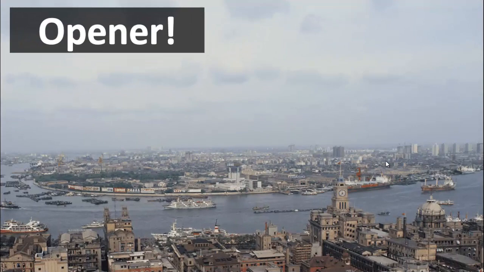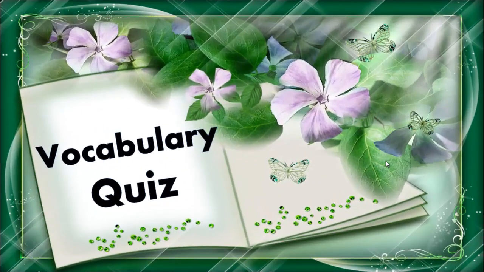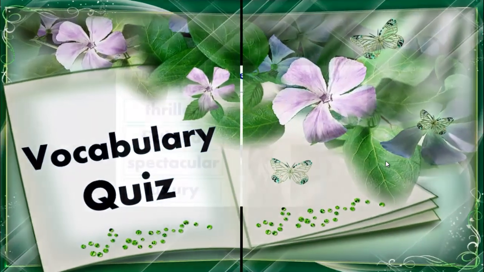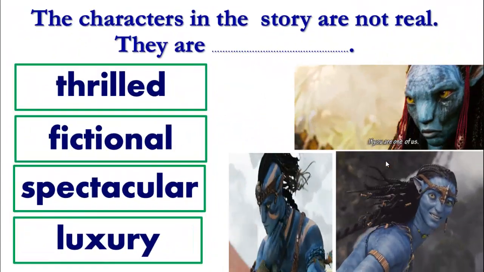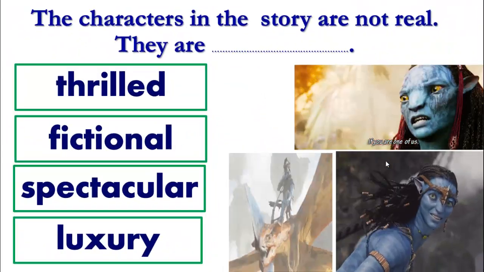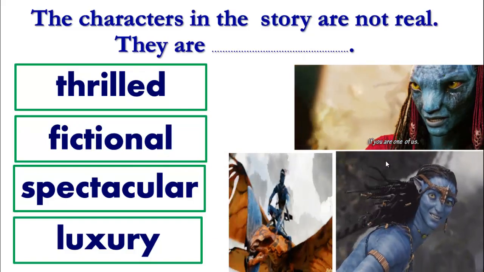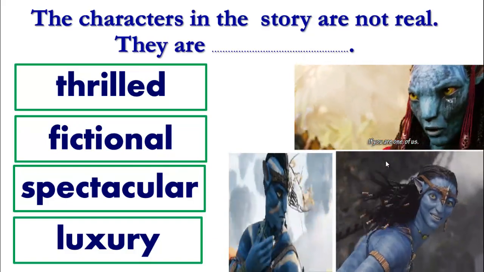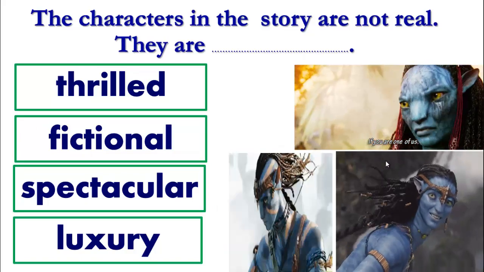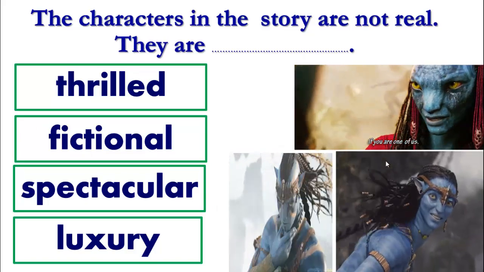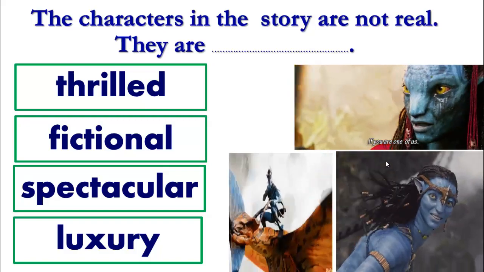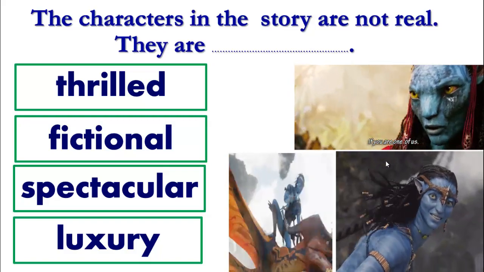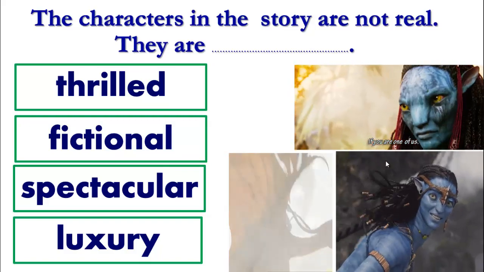Before we start here, we have an opener, we have a vocabulary quiz. Let's do this one together. We have some sentences and we want the answers for them. The first one, the characters in the story are not real. They are thrilled, fictional, spectacular, or luxury. I'd like you to look at the pictures that are in front of you and find the answers.